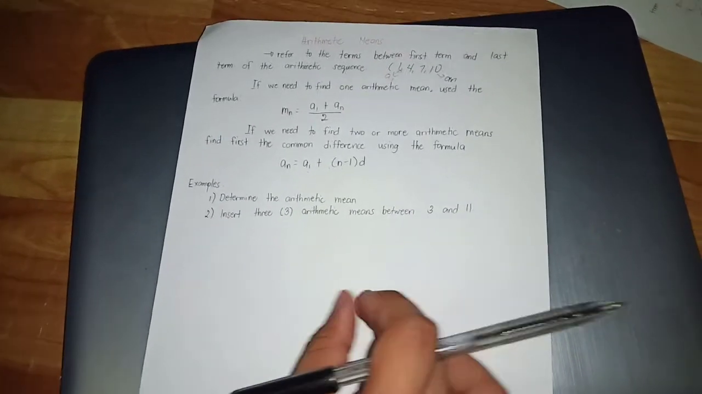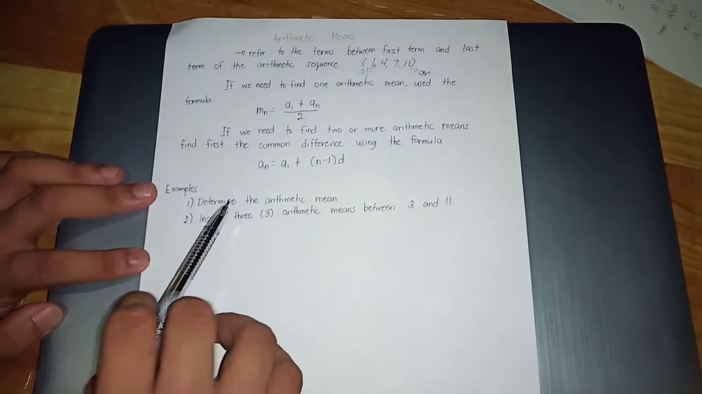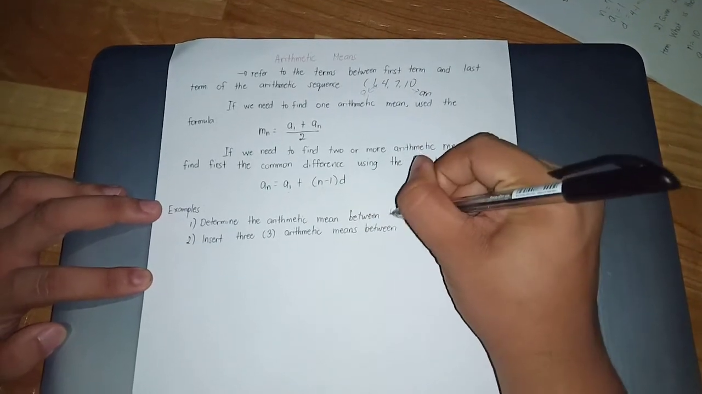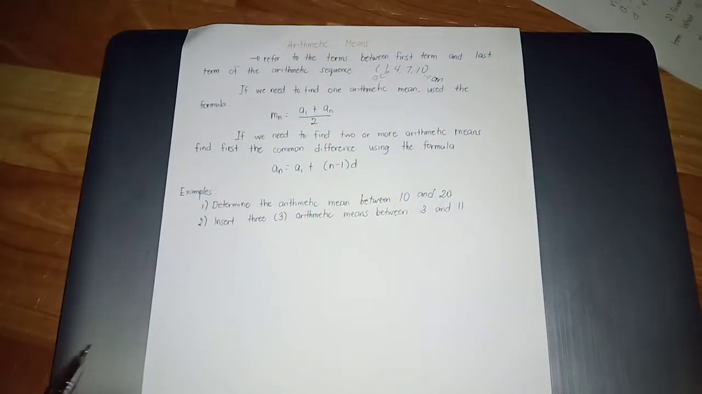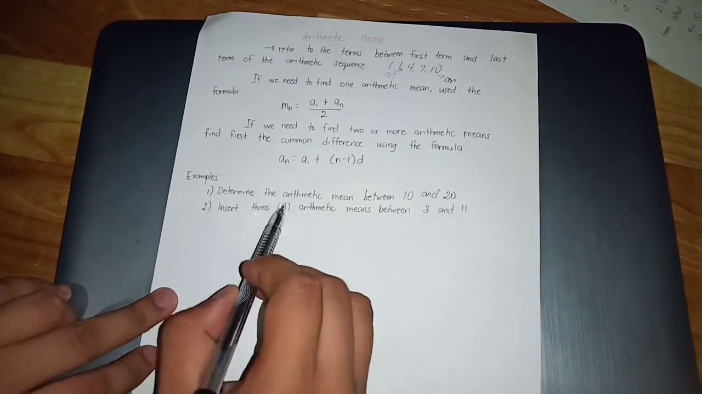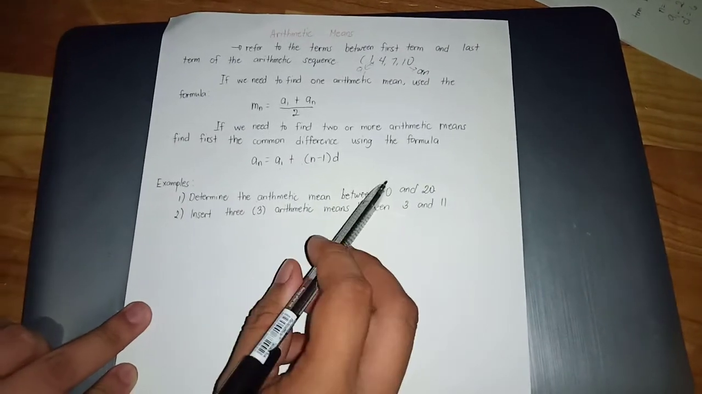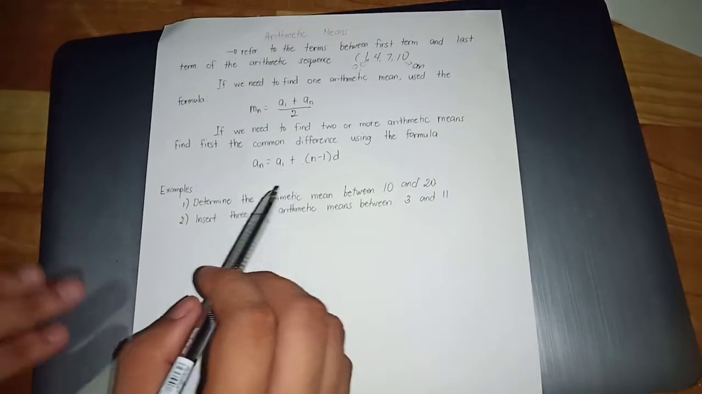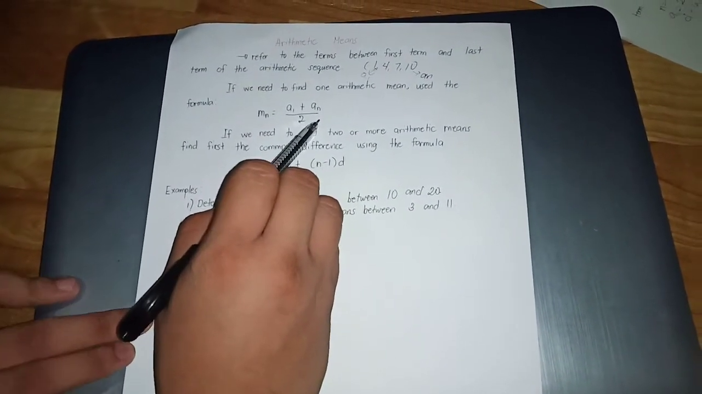So para mas maliwanag, let's have an example. Unahin muna natin: determine the arithmetic mean between 10 and 20. Since ang hinahanap lang nating arithmetic mean dito ay isa lamang, ang una nating gagamiting formula is the formula m sub n is equal to a sub 1 plus a sub n all over 2.